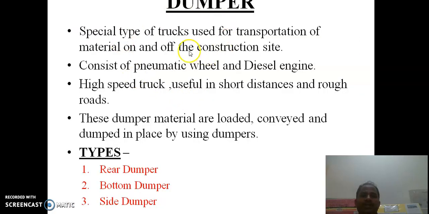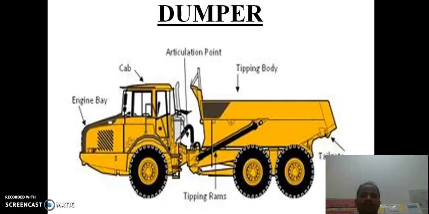Dumpers are a special type of truck used for transportation of material on or off the construction site. As per the location of that particular bucket, or you can say container, there are rear dumpers, bottom dumpers and side dumpers, and as per the loading and unloading facility, the types can be studied. Dumpers.